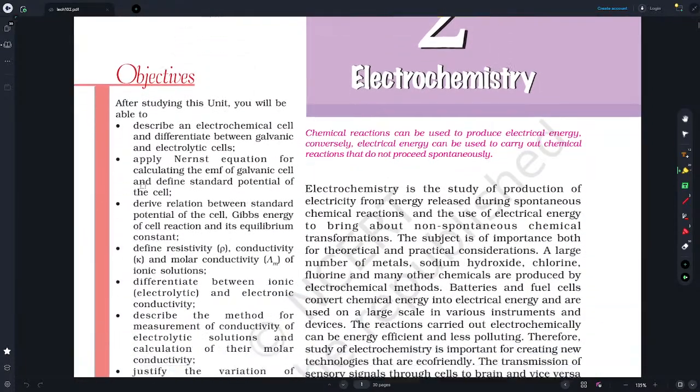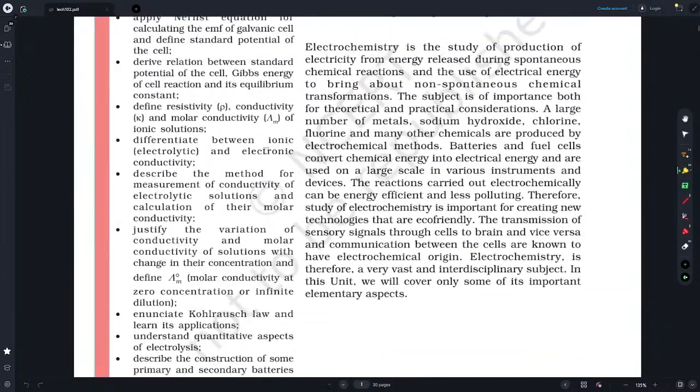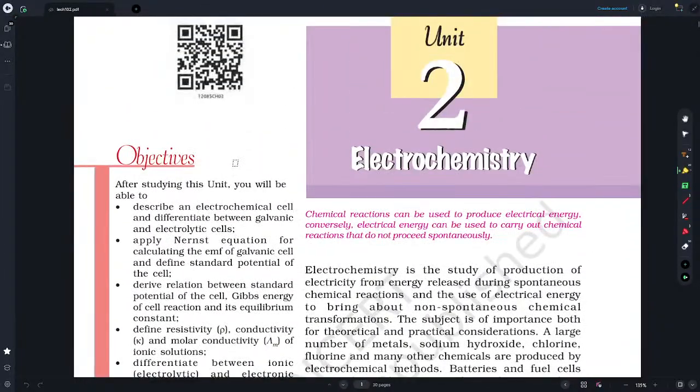These are all the objectives of this lesson and what you will be learning in this lesson. So let's start. Chemical reactions: the primary definition is that chemical reactions can be used to produce electrical energy. Conversely, electrical energy can be used to carry out reactions that do not proceed spontaneously. This is the main definition of the chapter Electrochemistry.